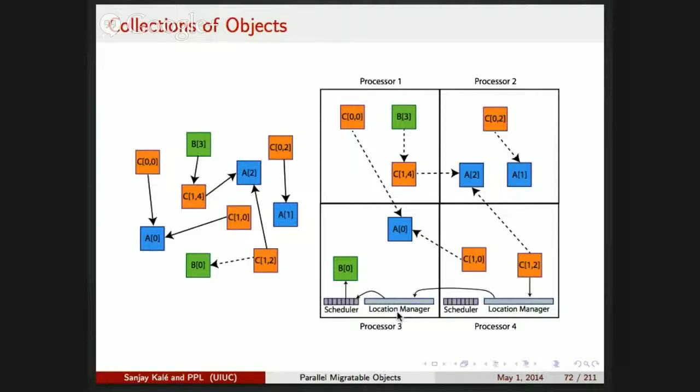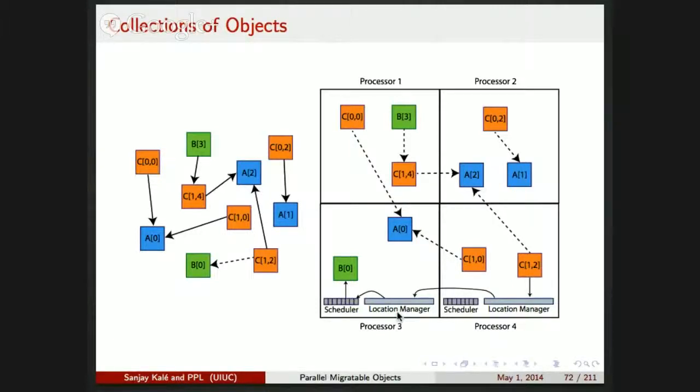So here is just an example to kind of drive the point home. We have multiple different arrays. We have our C array here, which is two-dimensional. We have an A array here, which is dense. We have A0, A1, and A2. We have a one-dimensional B array that's sparse. We only have elements 0 and 3. The C array is also sparse, it looks like.